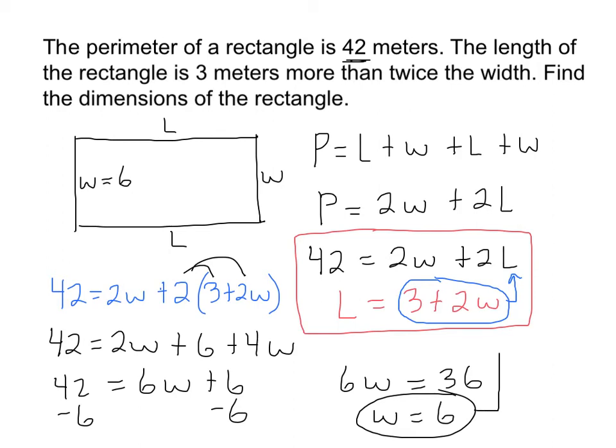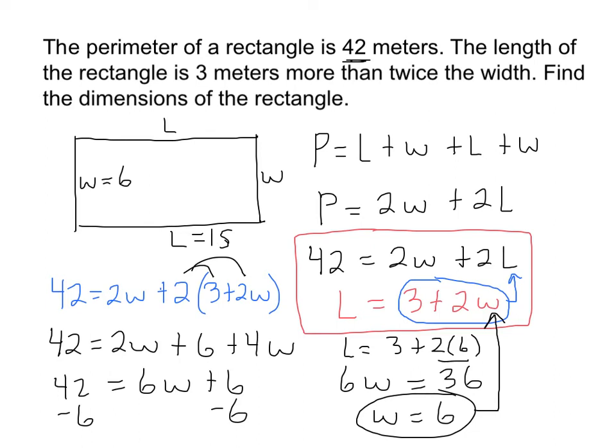Well, I can take that 6 and plug it in for W right there. And so I've got my length is 3 plus 2 times my width. Well, 2 times 6 is? 12. And 12 plus 3 is? 15. So I got that my length is 15.